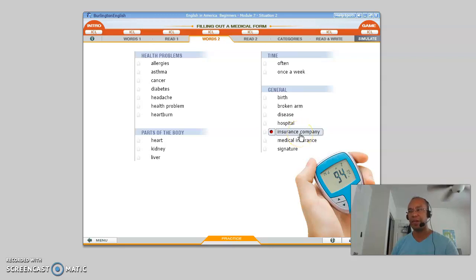Insurance company. Medical insurance. Signature.